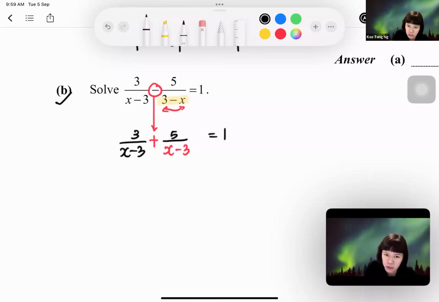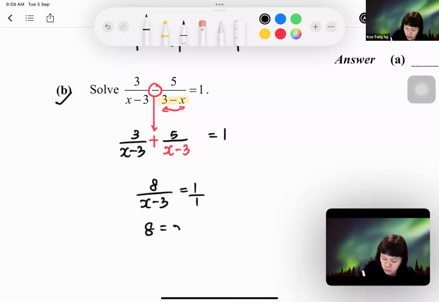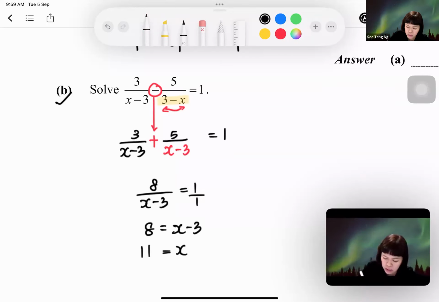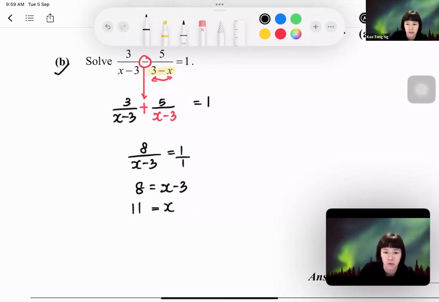So this is actually an equation. If I add these two together, the denominator is already the same. So 8 over x minus 3 equals 1. Just need to cross multiply and it will be a simple answer. 8 plus 3 is 11. Therefore, x equals 11.